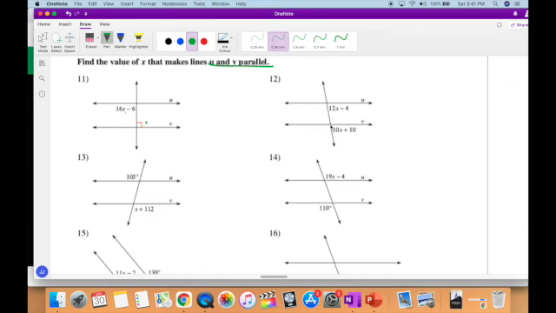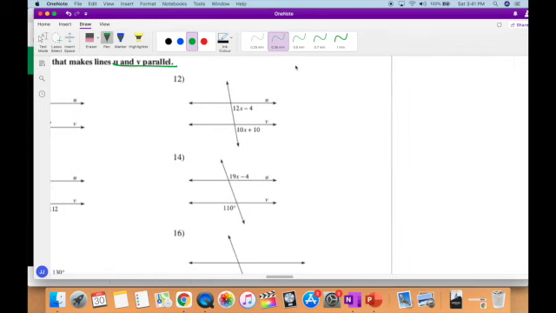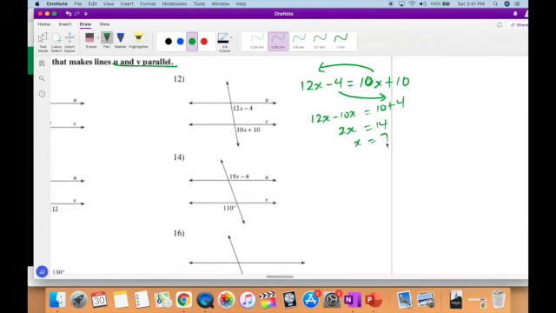These two are corresponding, and corresponding angles are equal. So therefore 12x minus 4 is equal to 10x plus 10. And what am I going to do? Let's bring this 10x across here and bring that 4 over there. So it'll be 12x minus 10x, and that is equal to 10 plus 4. Therefore 2x is equal to 14 and x is equal to 7.